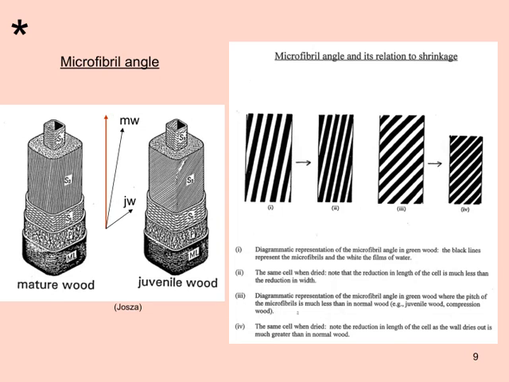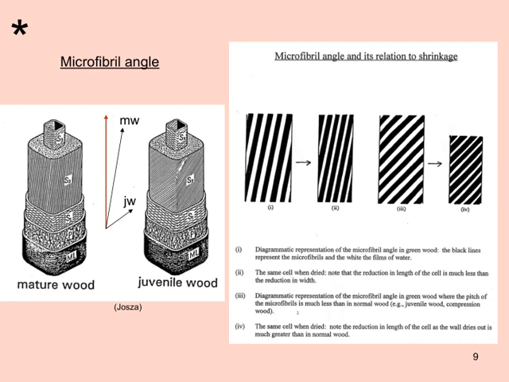Let's take a closer look at the microfibril angle, which is often abbreviated as MFA. As Jozsa points out, this angle plays a crucial role in determining the properties of wood fibers. Essentially, it refers to the angle between the cellulose microfibrils and the longitudinal axis of the cell. A smaller microfibril angle generally means the fibers are more aligned with the tree's trunk, which translates to stiffer and stronger wood.